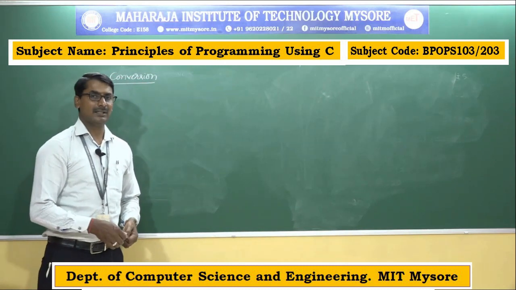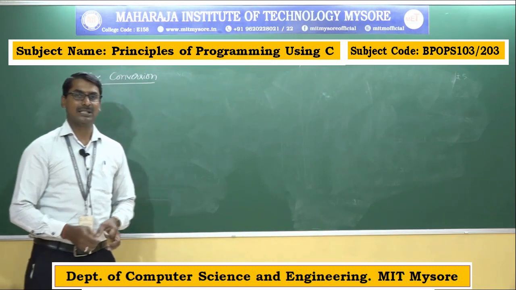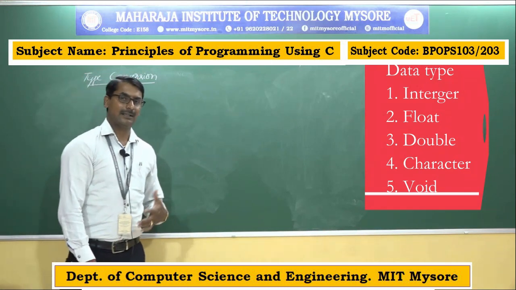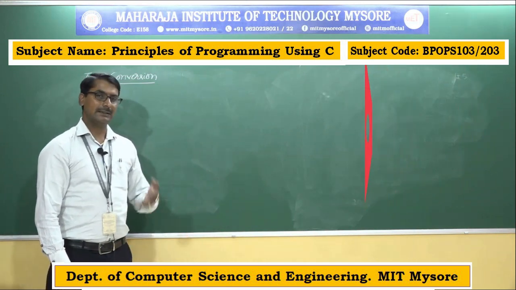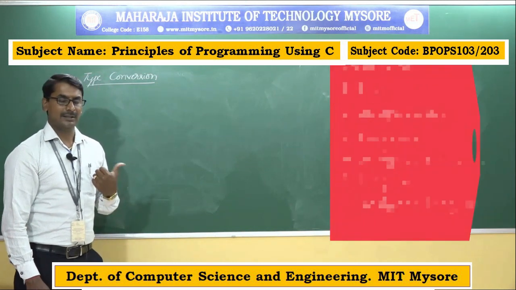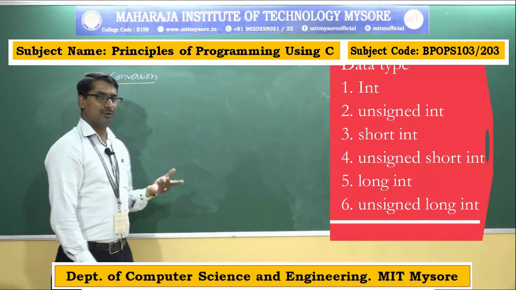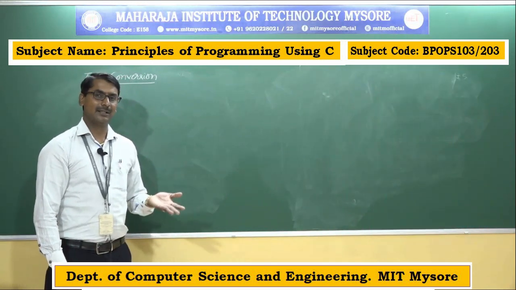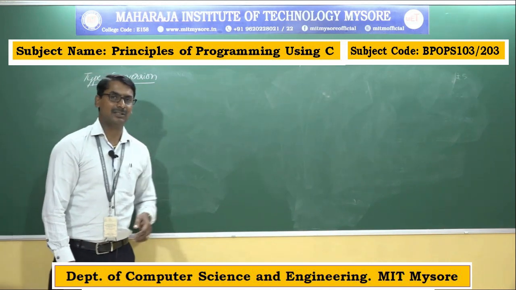We already know that C language supports 5 different types of data type. One is integer data type, float data type, double data type, character data type, and the void data type. Once again, the integer data type also contains int, short int, and long int. In integer, signed integer and unsigned integer. Float, double, long double, character, signed character and unsigned character. So we have different types of data type.